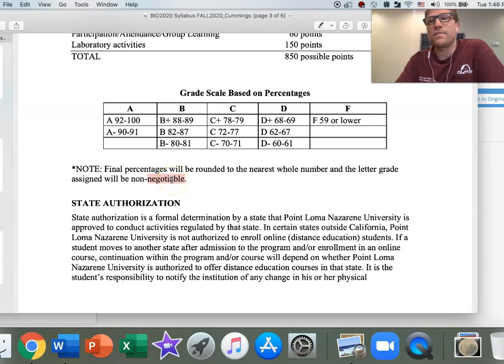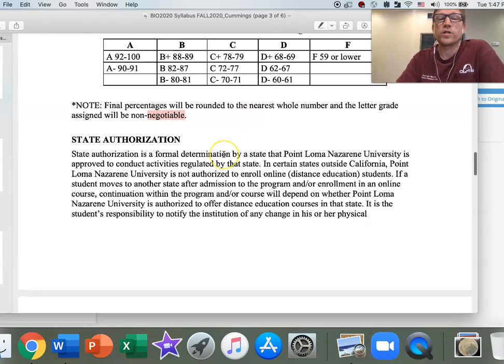You can't come back at me and say, well, I really need such and such grade for my program. What you need is on you. So if you need a specific grade for some particular reason, you need to earn that. Don't come to me and ask me to change your grade. The final grade is going to be non-negotiable based on what you've earned in the class.